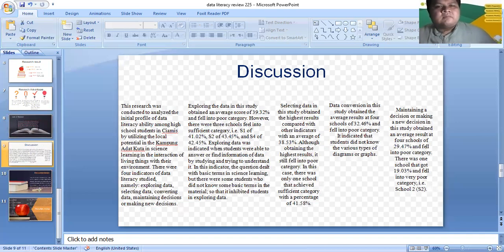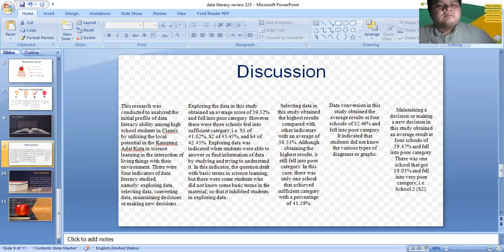This research was conducted to analyze the initial profile of data literacy ability among high school students in Ciamis by utilizing the local potential in Kampung Adat Kuta in science learning on the interaction of living things with their environment. There were four indicators of data literacy studied, namely exploring data, selecting data, converting data, maintaining decisions or making new decisions. Exploring data in the study obtained an average score of 39.32% and fell into the poor category.